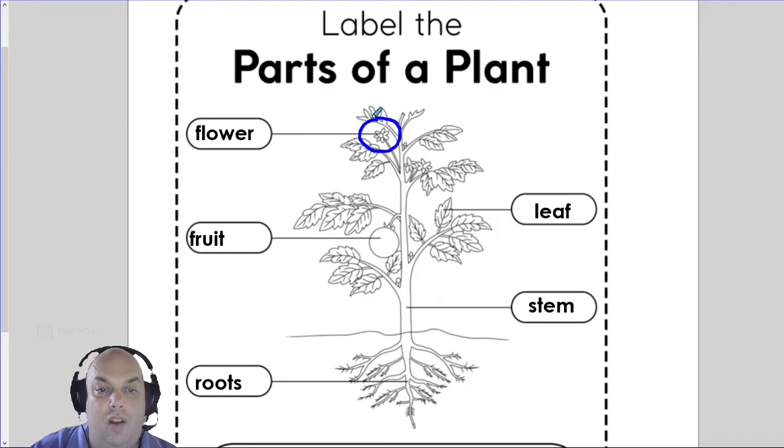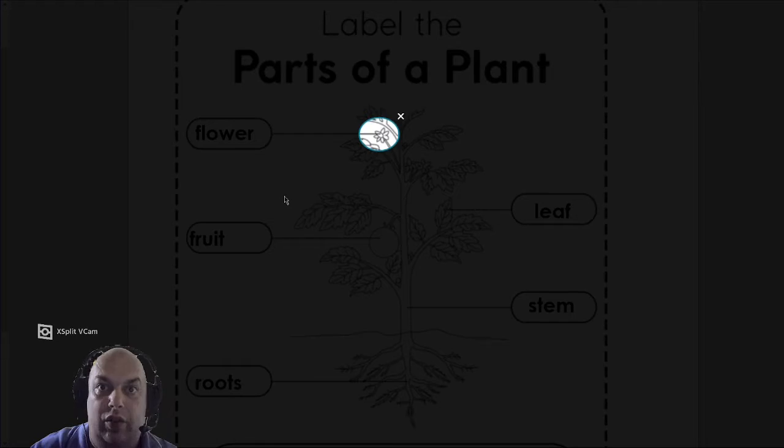Okay. So, again, one more time. These are the flowers of the plant. Yes, these are the flowers. This is the leaf. This is the fruit. This is the stem. And down here we have the roots. Yes, the roots.